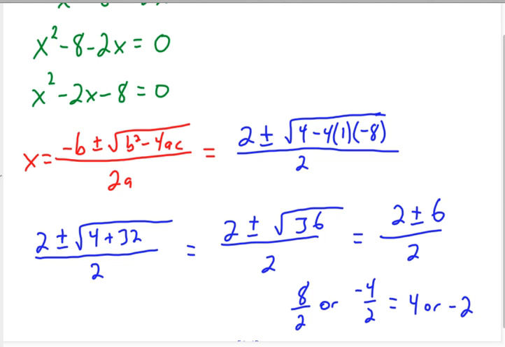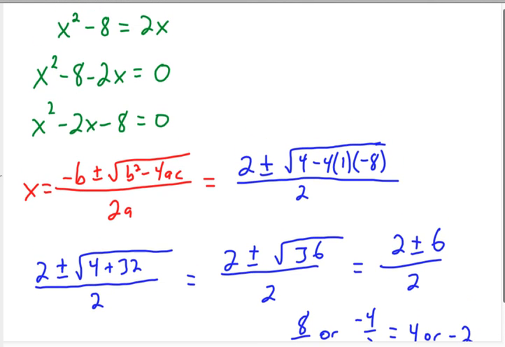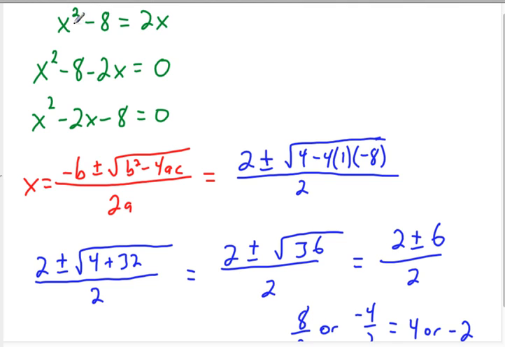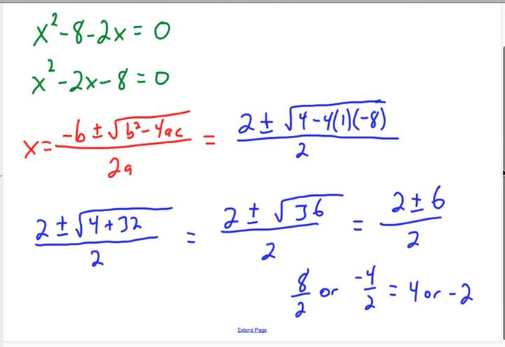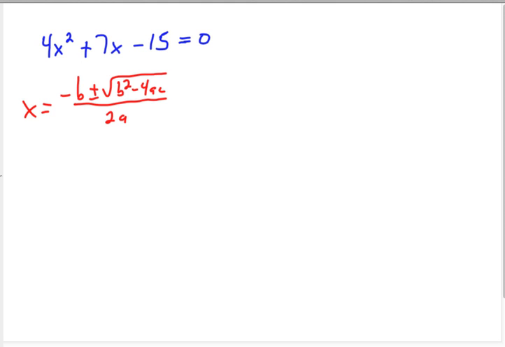And then you could double check that that works by plugging it into the original equation. You get 16 minus 8 equals 8, so 4 works. And then negative 2 squared minus 8 is negative 4, so negative 2 also works. So both of those answers are correct. Let's try another example.